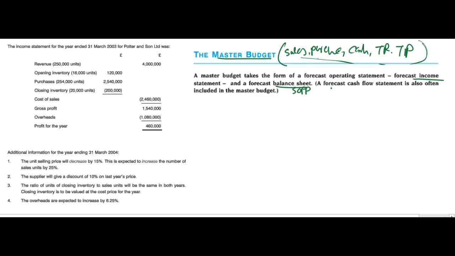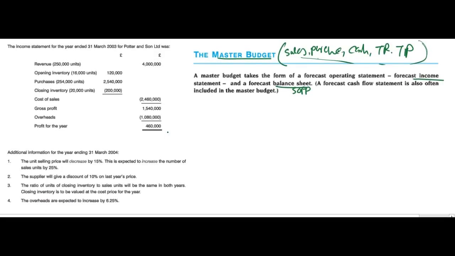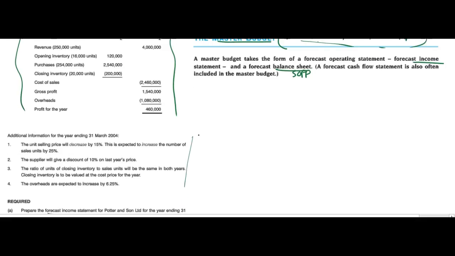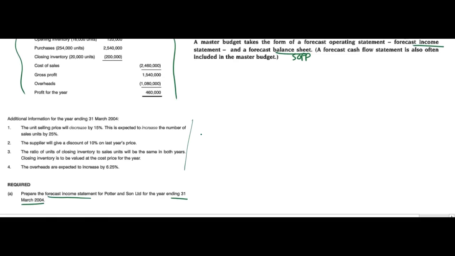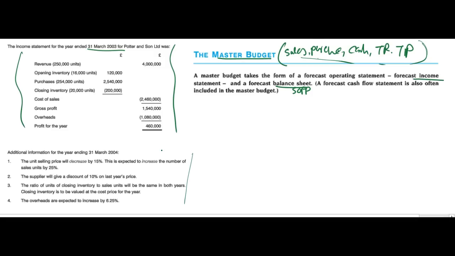In this particular video tutorial, we'll go over an income statement question. Look at the question. It said prepare the forecast income statement. It is forecast because this is a budget for the particular company, 31st March 2004. And we have been given information from 2003. Based on this information, you have been given 4 adjustments, 1, 2, 3, 4. These adjustments we have to deal with and make an income statement for 2004. This is also known as incremental budgeting.